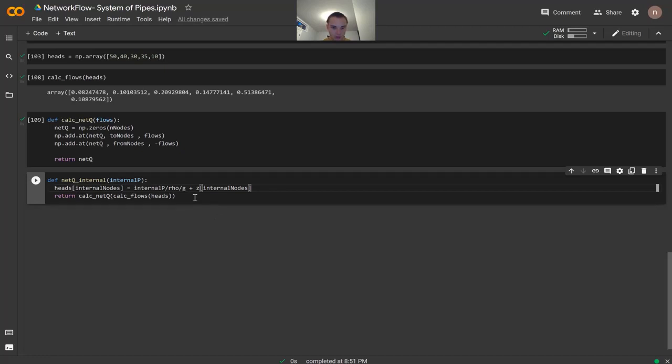And we can say that this needs to return the net flow that iterates through our values for our pipe flow, that iterates through unknown values of our internal pressures, given this equation for our heads at our internal nodes. So we need to specify that this is in the internal nodes.